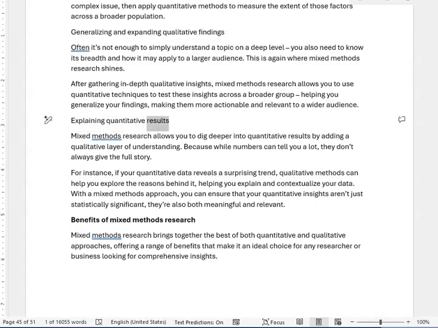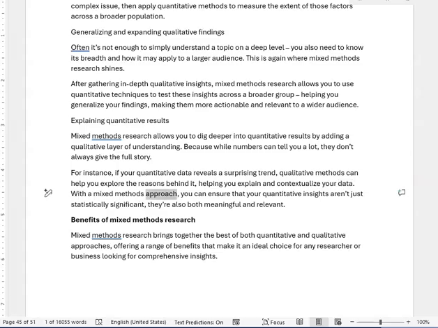Explaining quantitative results. Mixed methods research allows you to dig deeper into quantitative results by adding a qualitative layer of understanding. Because while numbers can tell you a lot, they don't always give the full story. For instance, if your quantitative data reveals a surprising trend, qualitative methods can help you explore the reasons behind it, helping you explain and contextualize your data.